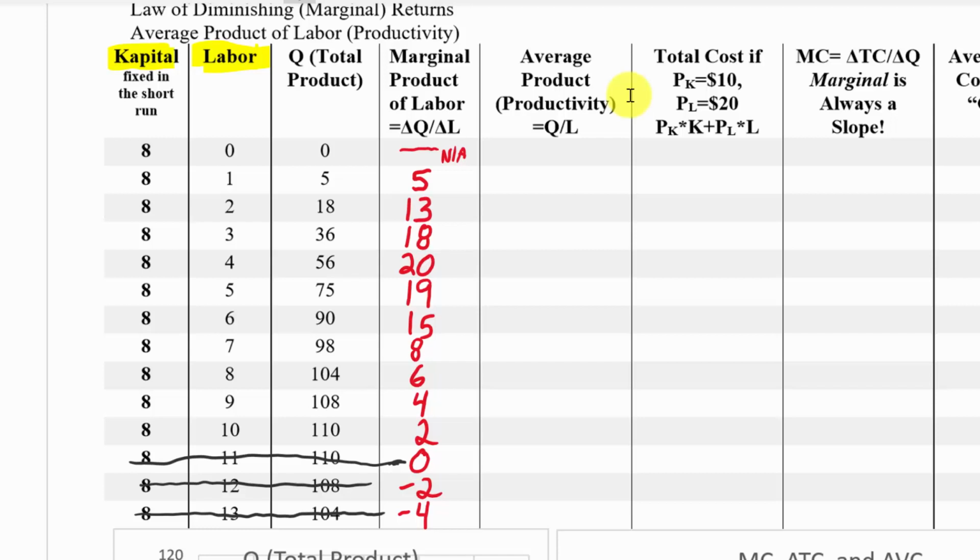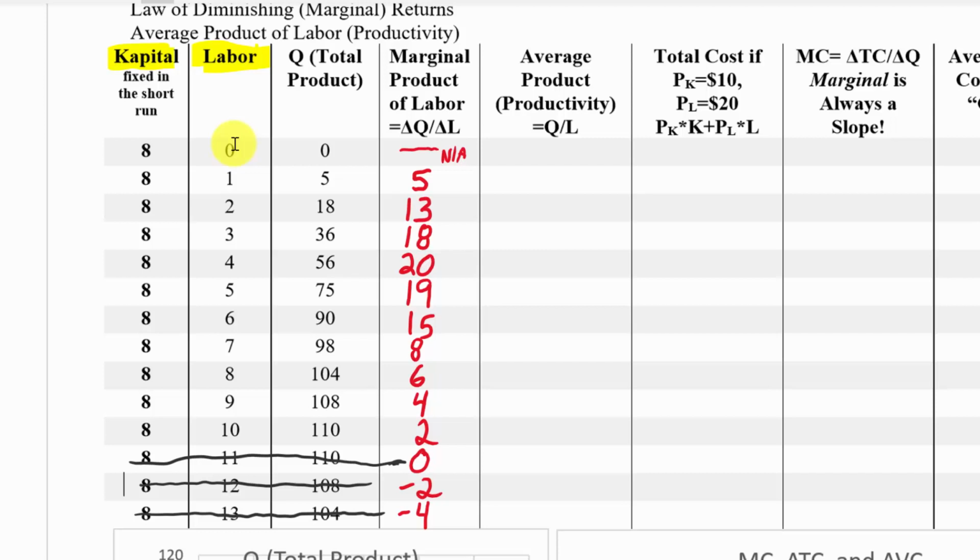Well, let's go on to the next column here and calculate what we call average product, or what a lot of times we call productivity. How productive is your workforce on average? And this formula here is simply quantity of output divided by amount of labor used. So what would the average product be for 0 workers? Well, we'd take the output, 0, divide it by the amount of labor, 0. And what's 0 divided by 0? Yeah, undefined. In other words, don't do it.